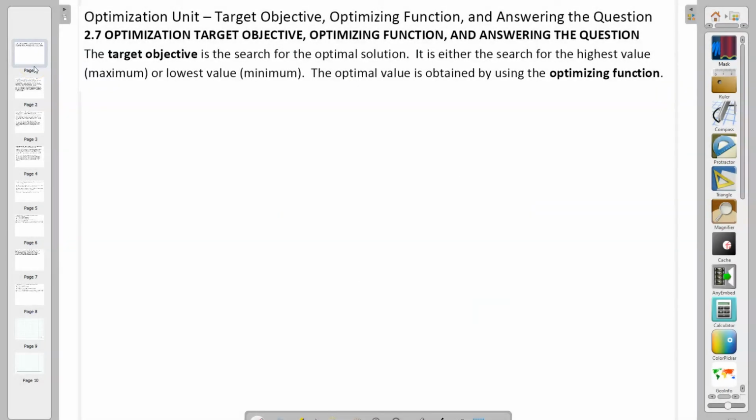Optimization Unit, Lesson 2.7. Target Objective, Optimizing Function, and Answering the Question. The target objective is the search for the optimal solution. It's either the search for the highest value, a maximum, or a lowest value, a minimum. The optimal value is obtained by using the optimizing function.